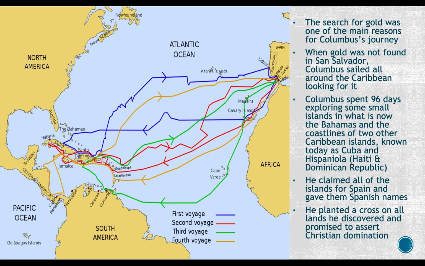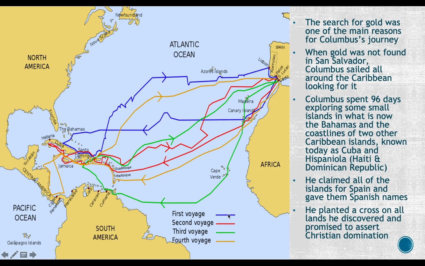All right. The search for gold was one of the main reasons for Columbus's journey. So he was looking for some gold, and this is where he's going to start. His first voyage is colored in blue. His second voyage is colored in red, and his third voyage was colored in green. Oh, wow, look at that. He even had a fourth voyage. Most people think Christopher Columbus just came once. Nope. He's going to go all the way here. He's going to land in the Bahamas, go to Cuba, San Domingo. This is Hispaniola now, which is Haiti and the Dominican Republic. And he would go all the way back to Spain. So he made a couple of journeys.